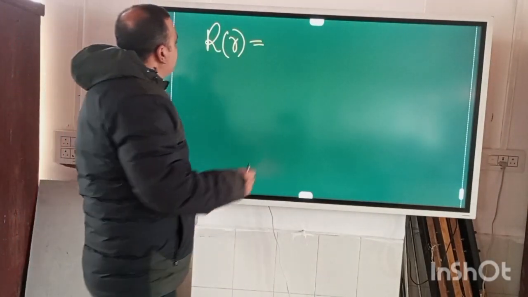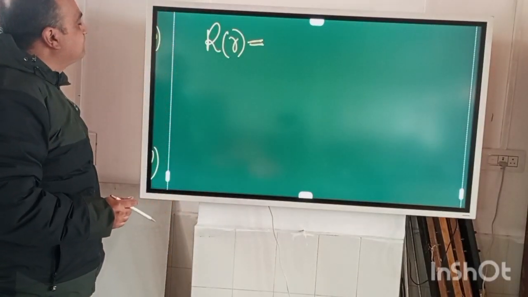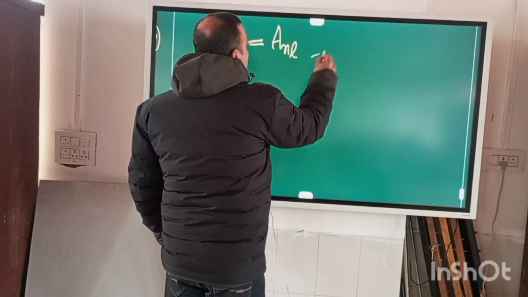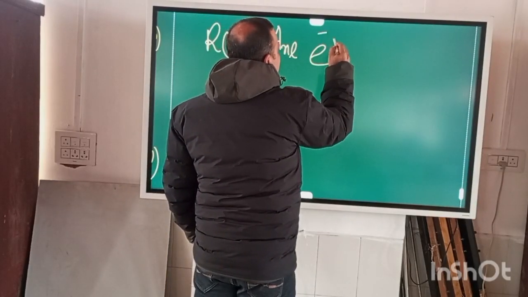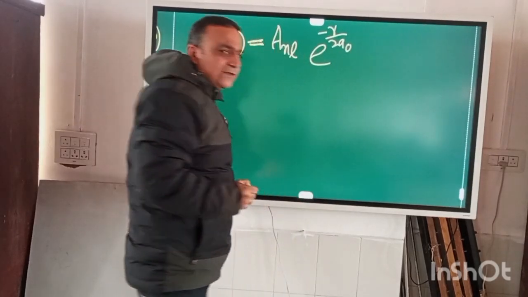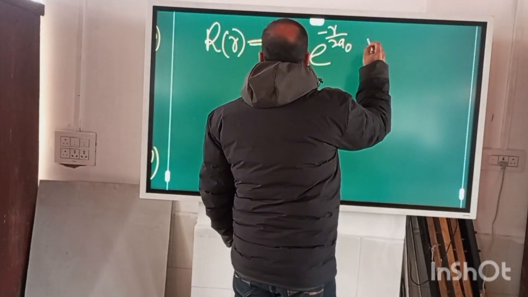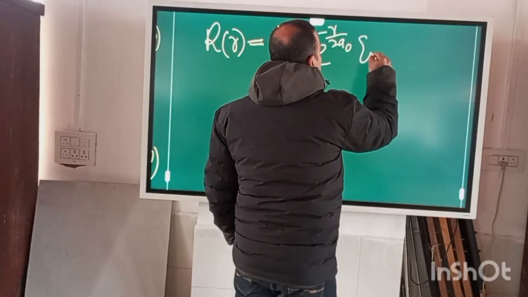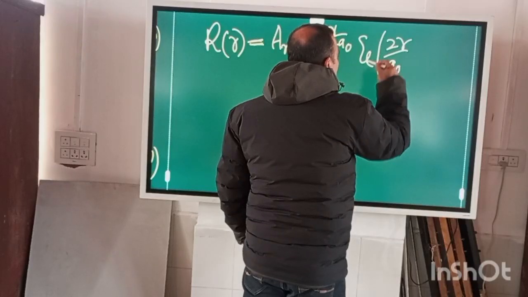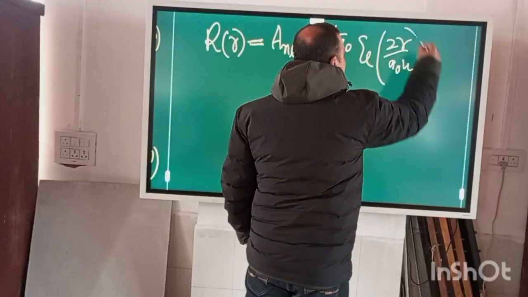R of r. Yeah, it was e to the power of minus beta, gamma r by 2a naught. Was it like this? Yeah. Then you had zeta of twice r by a naught. And we also wrote down the Lagrange polynomial for this equation.